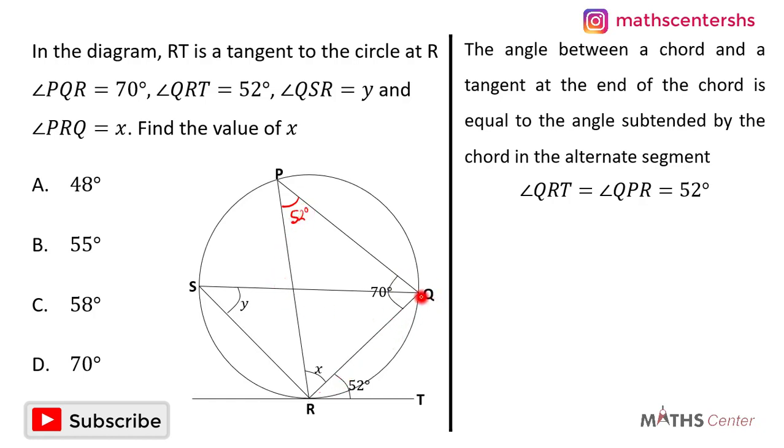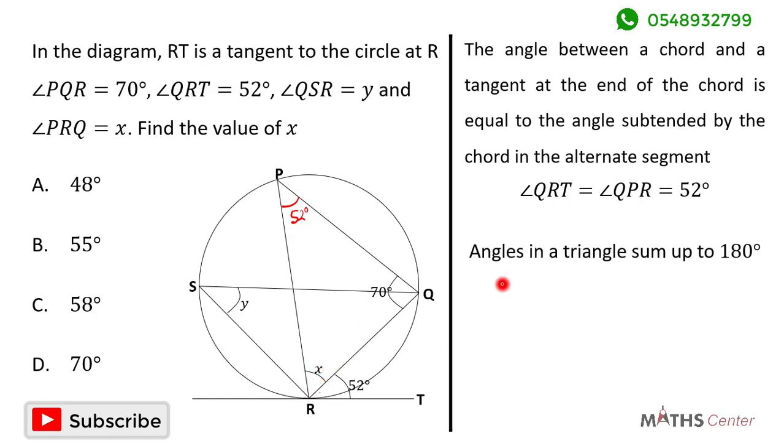Considering the triangle QPR, we have the interior angle here to be 52 degrees, the interior angle here to be 70 degrees, and the interior angle here to be X. We know that angles in a triangle sum up to 180 degrees. So angle QPR, which is 52 degrees, plus angle PRQ, which is X, plus angle PQR, which is 70 degrees, is equal to 180 degrees.